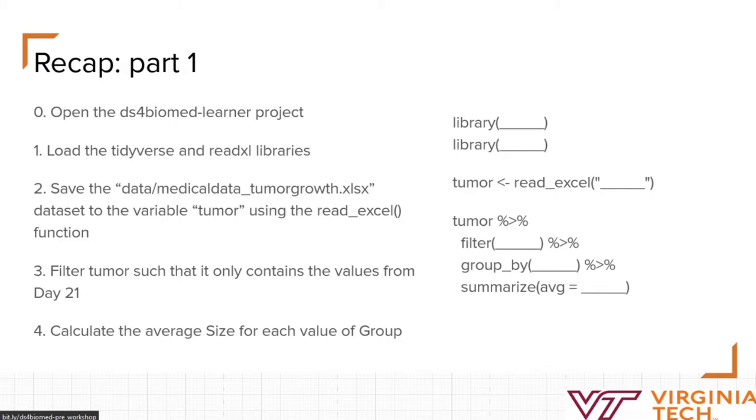As a recap from yesterday, we'll take a couple of minutes to work on this. Open up the same RStudio project that you used yesterday. Load up the tidyverse and readxl libraries. Load that tumor growth Excel file into a variable called tumor using the read_excel function, then filter that data set such that it only contains values from day 21, and then using that same data set, calculate the average size for each value of group.